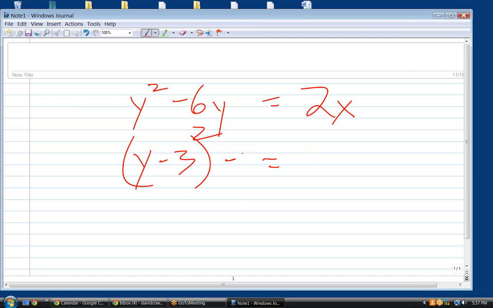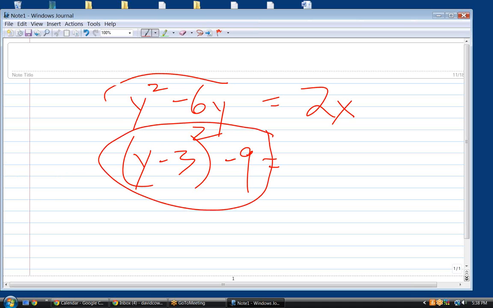So let's also subtract 9. Wait, why is that? When I completed the square, I added 9 to the left side of the equation. So if I subtract 9, I've got the same thing now. In other words, this is the same as that. I've never done it this way, so I'm a little confused by it.